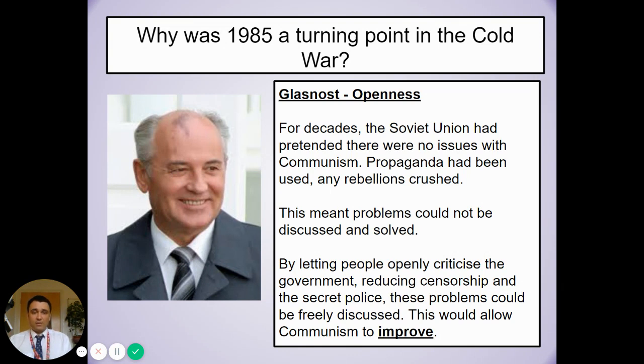The second term is glasnost, which means openness. And for decades, the Soviet Union had pretended there was just no issue with communism. They'd done that with things like propaganda, for example, a secret police force to get rid of any rebellions, any opposition had been crushed. And this meant that problems that there were with communism couldn't be discussed, they couldn't be solved. And Gorbachev said, look, let's talk about these problems rather than hide them. He said, let's let people criticize our government, including Gorbachev himself. Let's reduce that censorship so people have got freedom of speech. Let's reduce the power of the secret police force. Let's let the people talk. This is the only way communism will improve, by highlighting how we can improve and making sure we do just that.